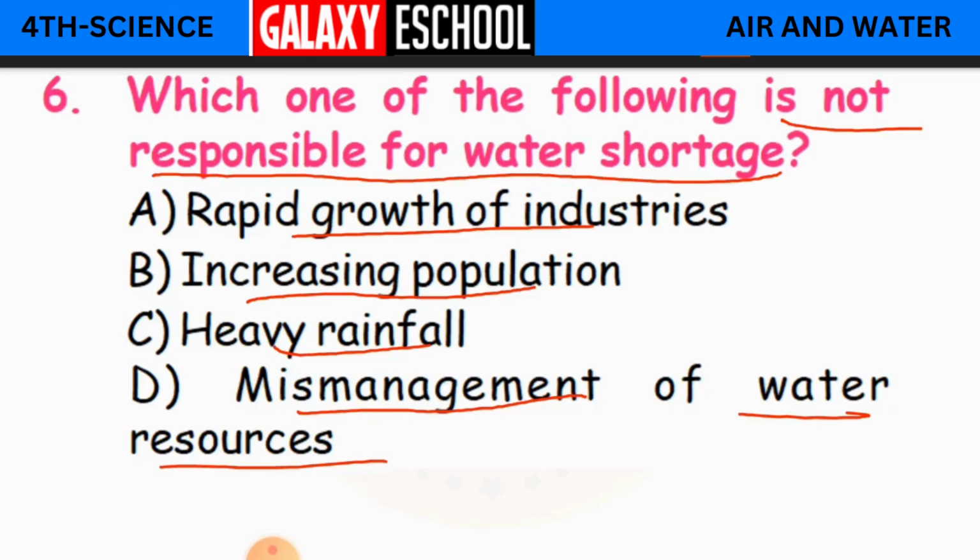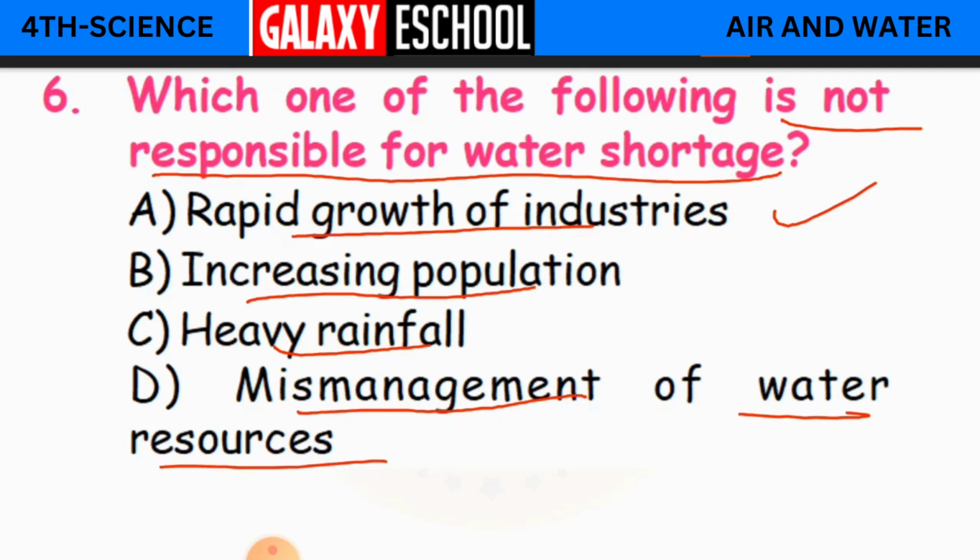So here A option, rapid growth of industries. Now if you have rapid growth, in the sense in a big number or in fast growth of industries, they also have to store the water. Sorry, it is about water shortage, because of many industries emerging every day.